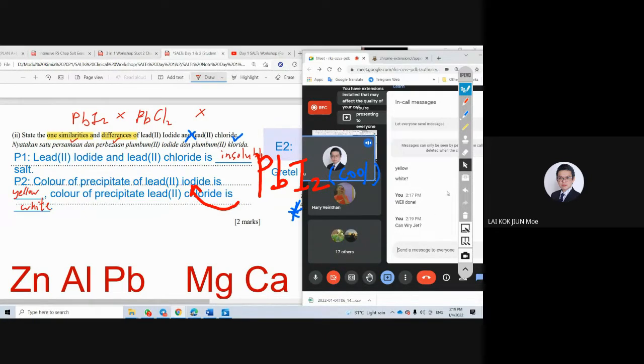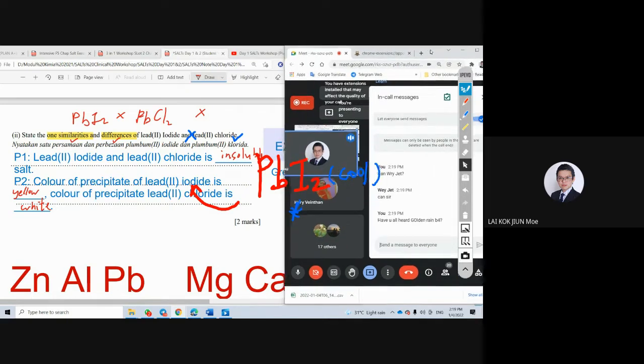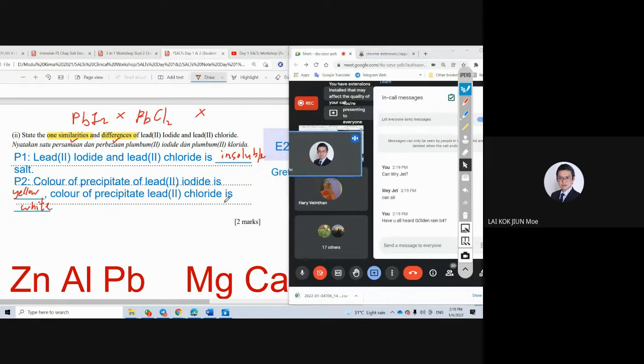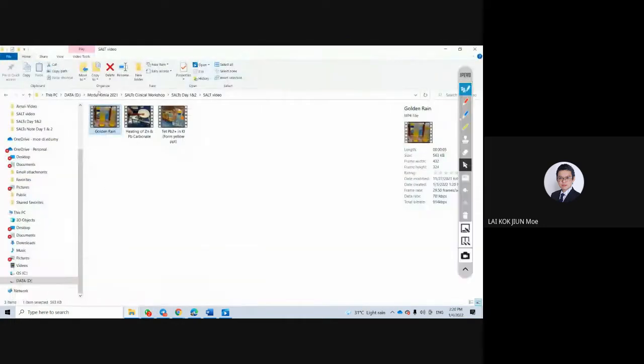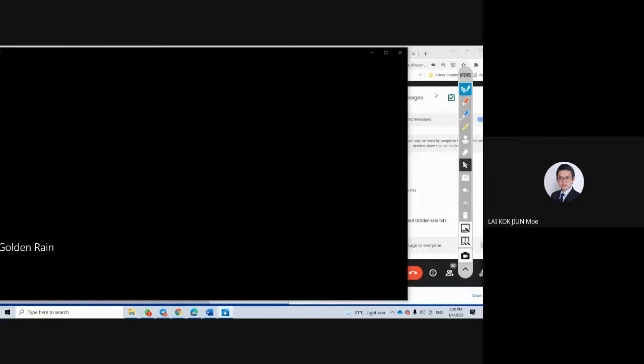PbI2 is special. For this lead iodide, actually it is a very nice one. We can use it to make the golden ring. Have you seen the golden ring before? Has your teacher carried out this experiment with you all? Golden ring. Anyone here heard of this before? Very simple, only this experiment. You can try it when you go back to school next week. You can ask the teacher to let you try this golden ring. So this is the golden ring.